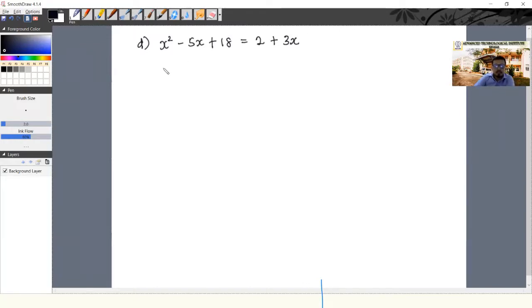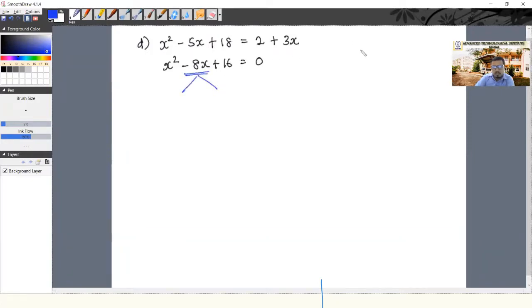Right? So once we convert this into the standard form, how should it be? X squared, this 3x coming here, then it will become minus 8x. 2 comes here, then it is plus 16 equals 0. Okay, now it is in the standard form. We need to split this one.